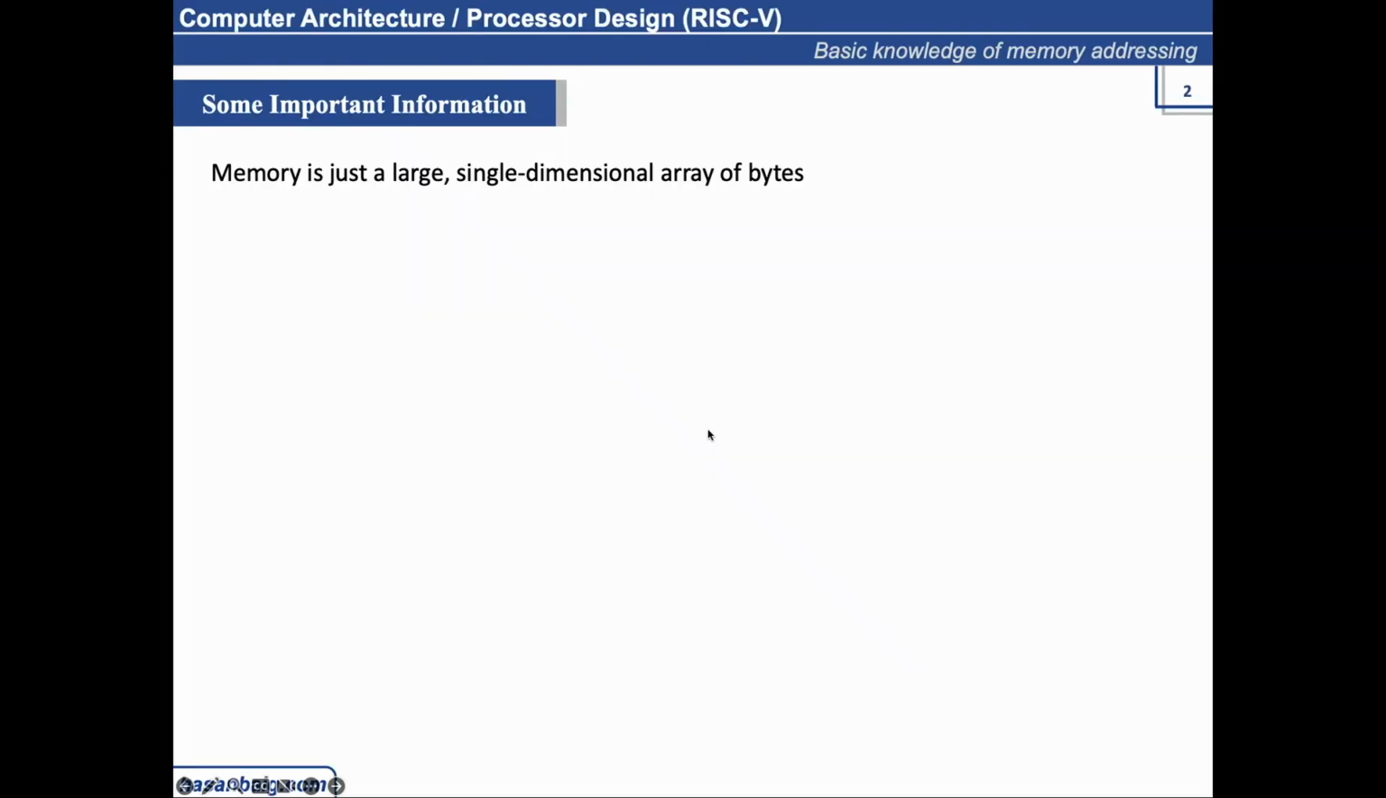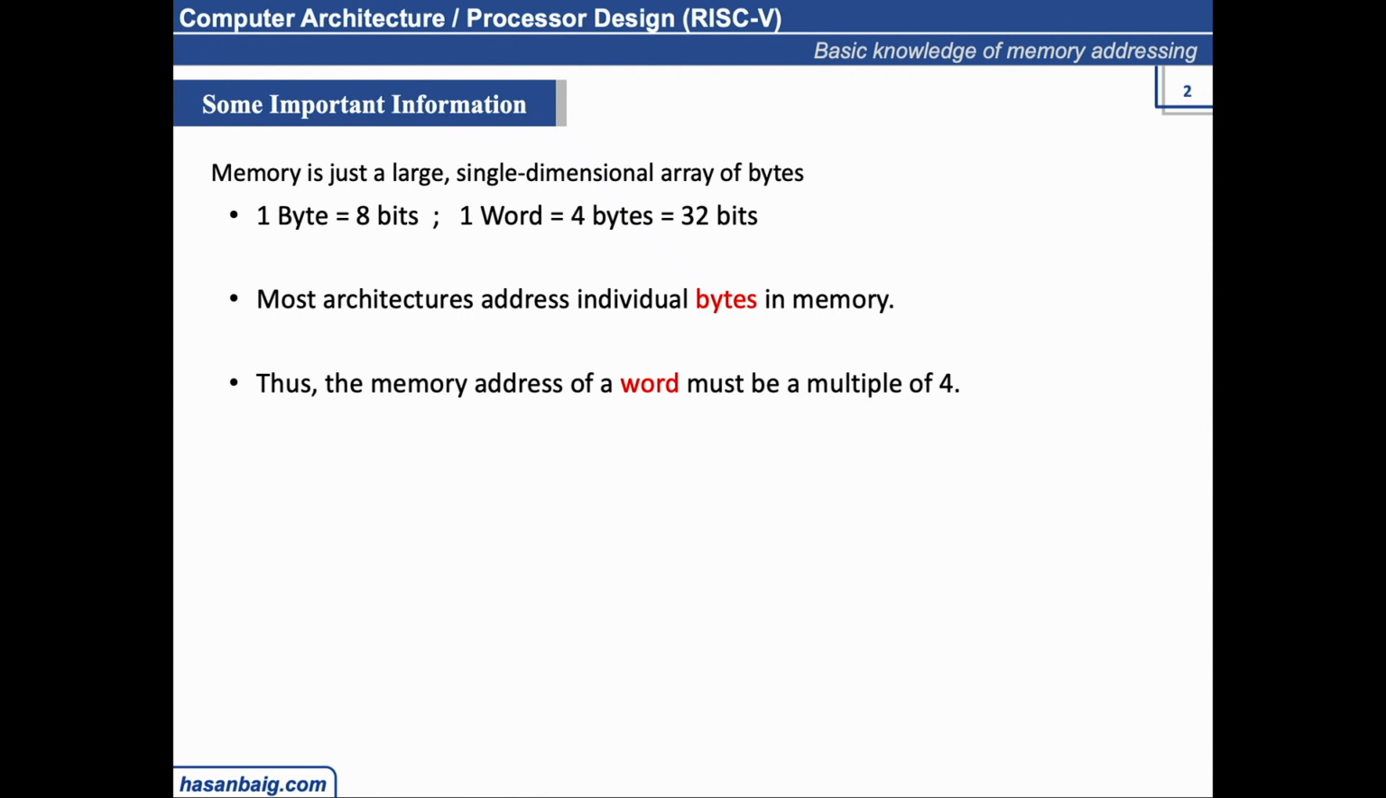We started off our discussion about memory, and I mentioned that memory is just considered as a single dimensional array of bytes, and we discussed 1 byte equals 8 bits, 1 word equals 4 bytes or 32 bits. So most architectures address individual bytes, which means that once we have the address of a byte, we can access each individual byte.